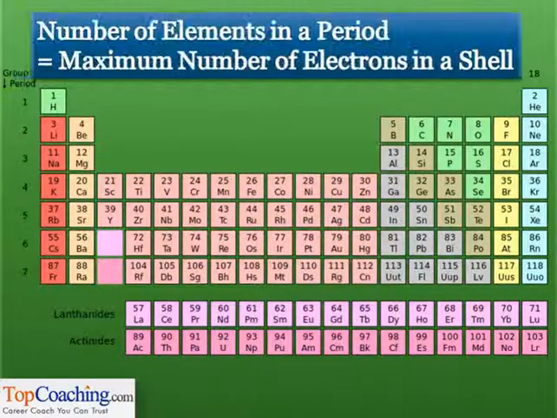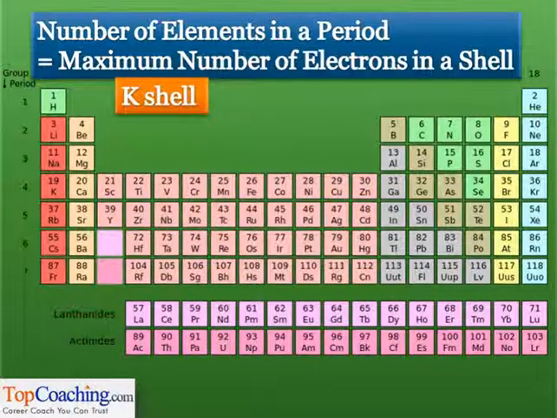Yet another interesting concept you must remember is that the number of elements in a period is the same as the maximum number of electrons possible in a particular shell. You see, as I had said earlier, as you move from left to right in a period, you keep adding more and more electrons to a particular valence shell, isn't it? So the maximum number of electrons in a certain valence shell tells us the maximum number of elements that can be present in that period. Take a look at the first period, for example.